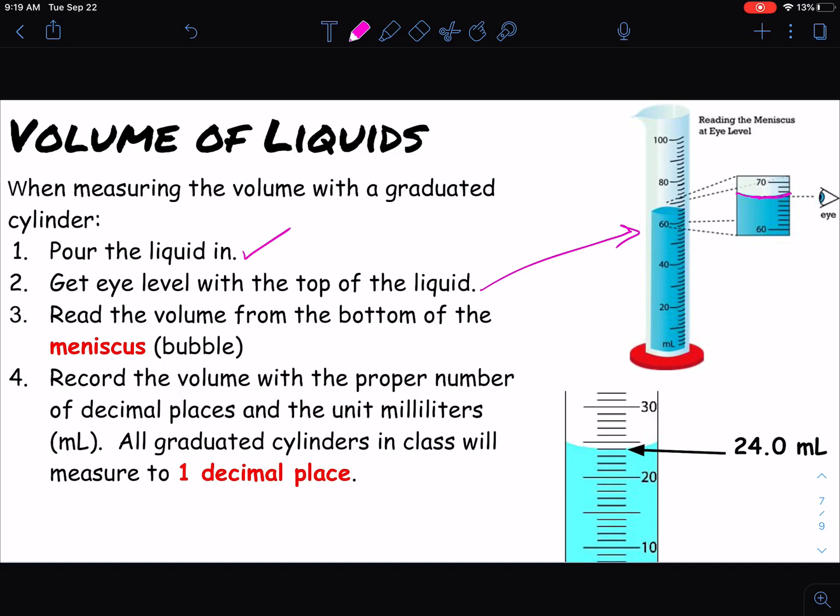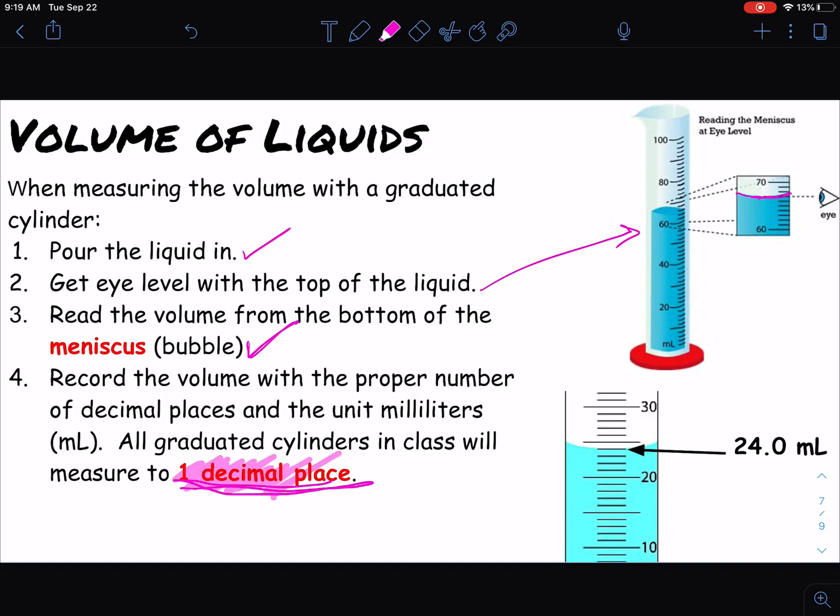Some graduated cylinders won't form that bubble, and that's okay. But you want to make sure that you read from the bottom of the bubble. So the bottom of the meniscus is what it's called. After you read it from there, all you're going to do is record it to the proper number of decimal places. In this class, all of my graduated cylinders will be measured with 1 decimal place.